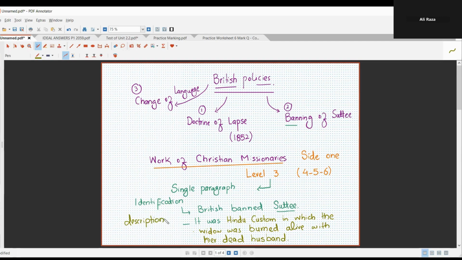बच्चे क्या समझते हैं कि अगर वो कह रहे हैं कि banning of sati कर दिया या सती को ban कर दिया, तो they usually feel कि ये उन्होंने खुद से बता दिया और examiner को पता है कि सती क्या है. ऐसा नहीं है. This is something that you have to do on your own. You have to tell the examiner what was sati.